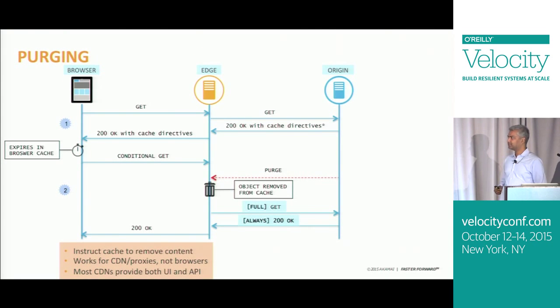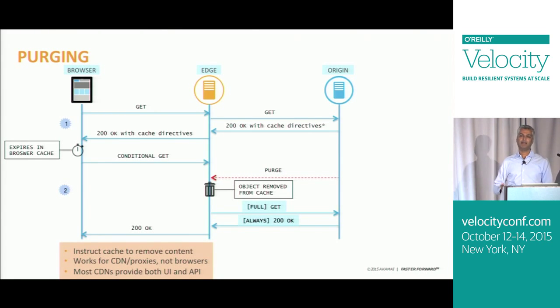Purge, as we mentioned, is a blunt force method, right? So you want to use it carefully. In this case, the origin or the server is instructing the downstream cache to remove the object from the cache. So it doesn't matter whether it had it or not, or whether it was fresh or not. It's going to issue a full GET request and get a full response.